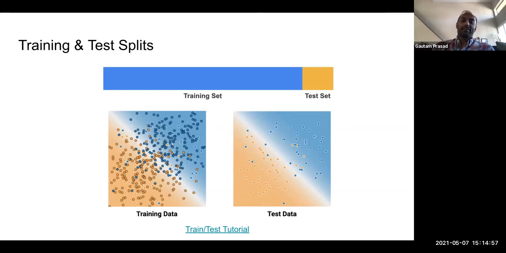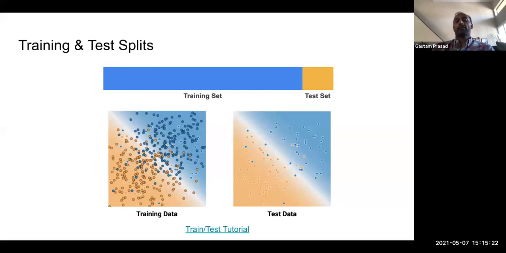And on the bottom is a simple example. Let's say we're trying to classify the yellow dots or the orange dots versus the blue dots. On the left, we have our training data, which is densely sampled. And on the right, we have our test data, which is a much smaller data set.